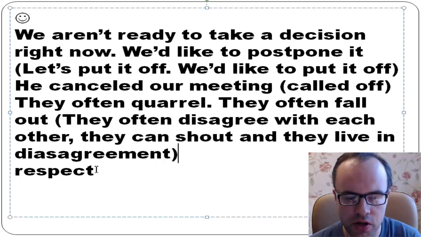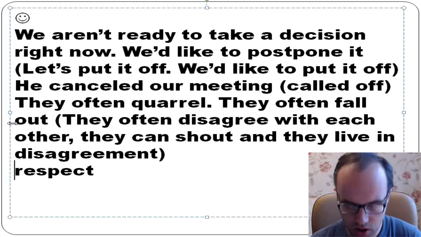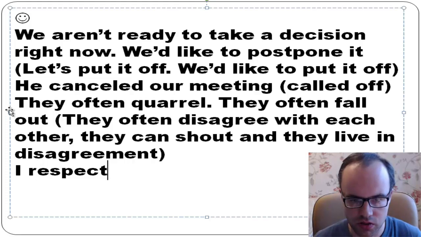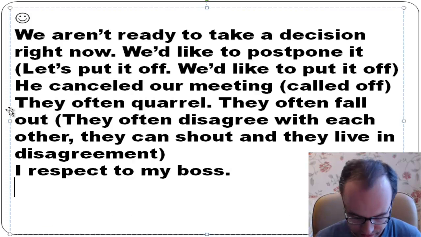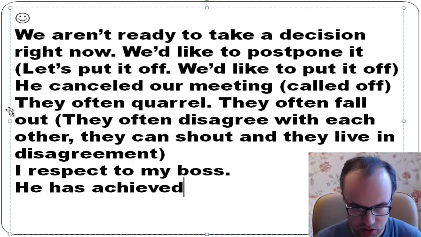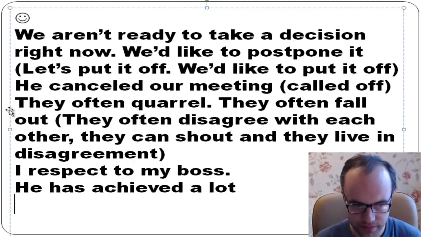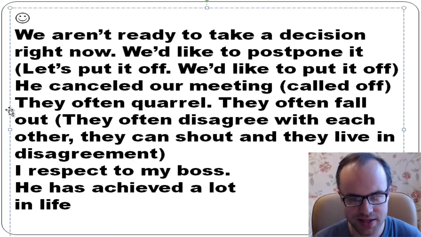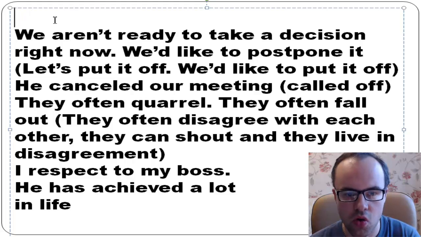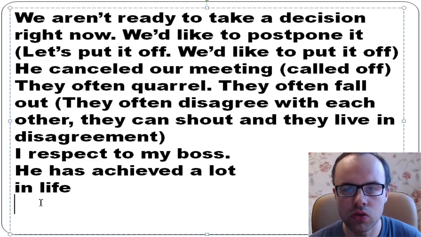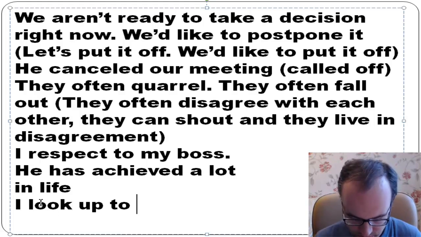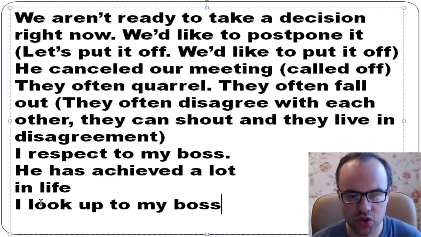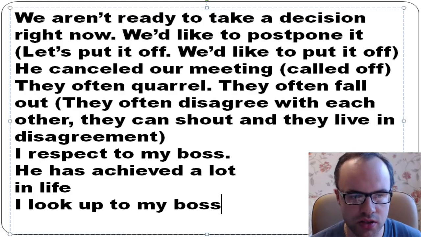And the next verb, respect. So I respect my boss. For example, I respect my boss. He has achieved a lot in life. Or we can say I look up to my boss. He has achieved a lot in life.